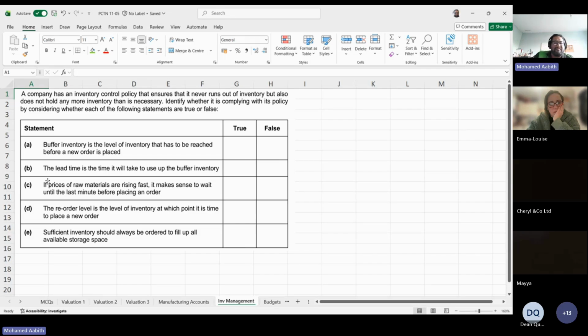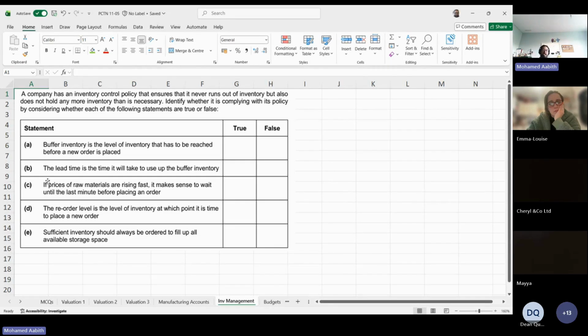Reorder level is the level of inventory at which it is the time to place a new order. Absolutely. That statement is perfect. Last one, sufficient inventory should always be ordered to fill up all the available storage spaces. Is that viable for a business?